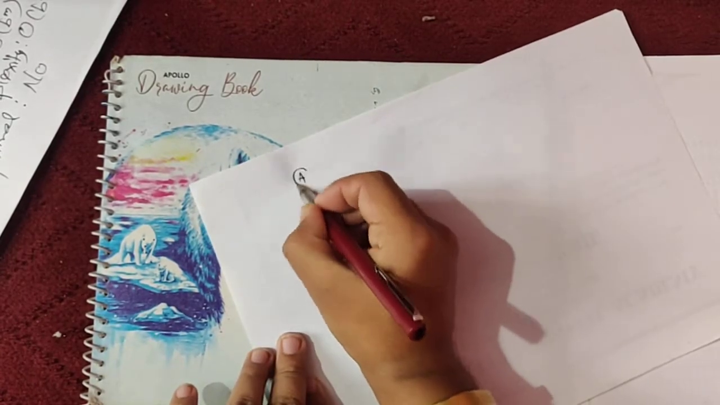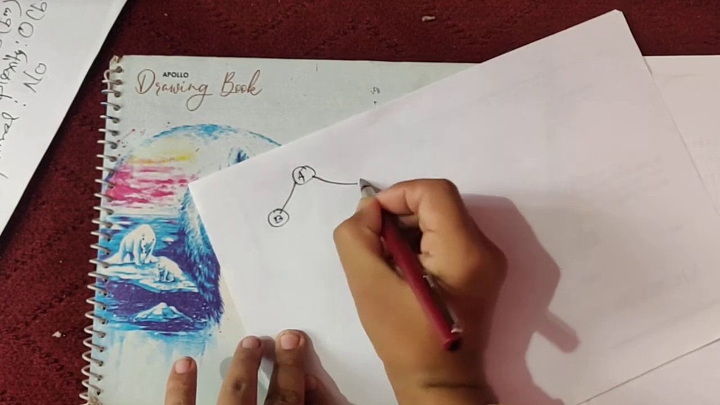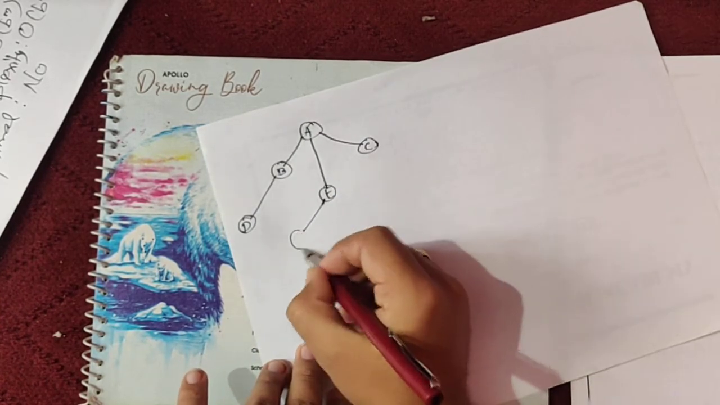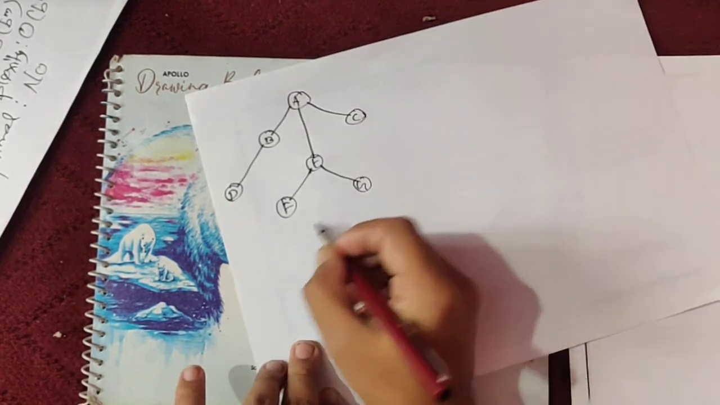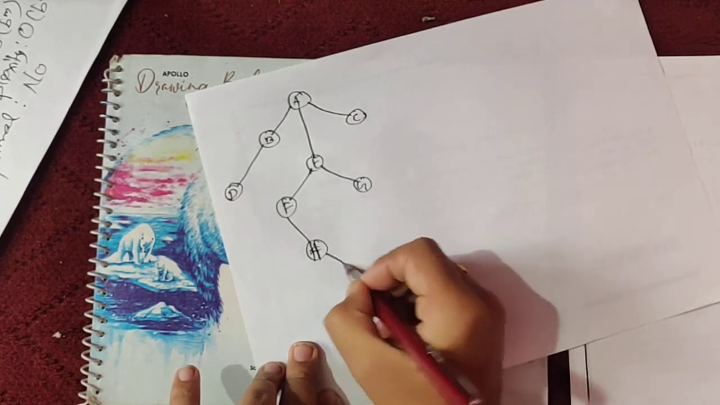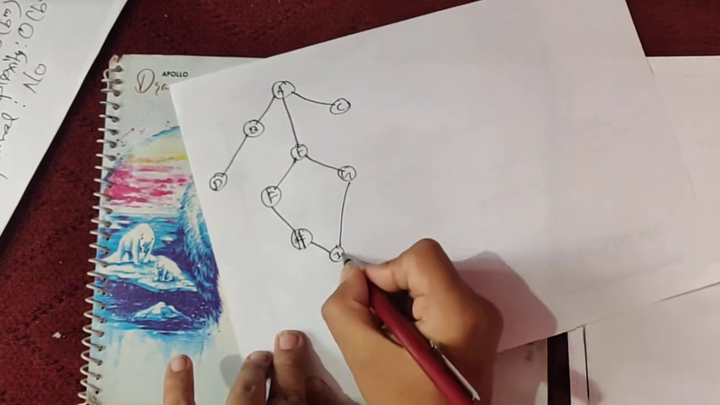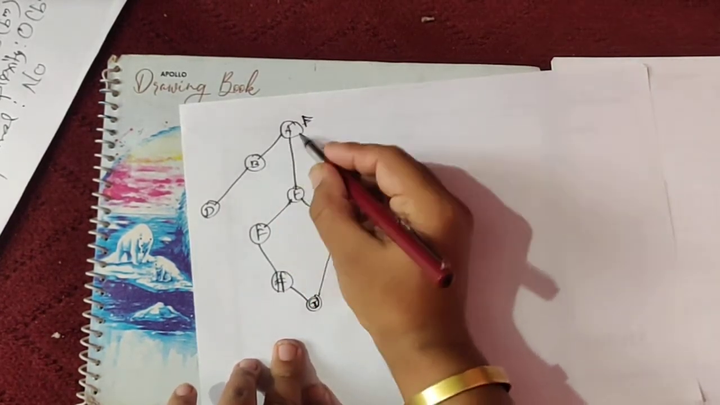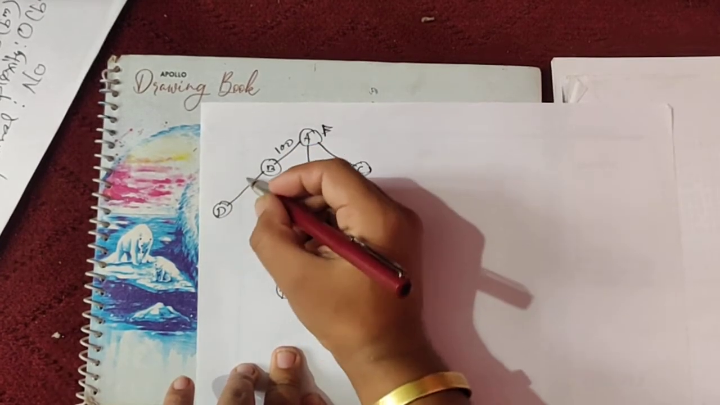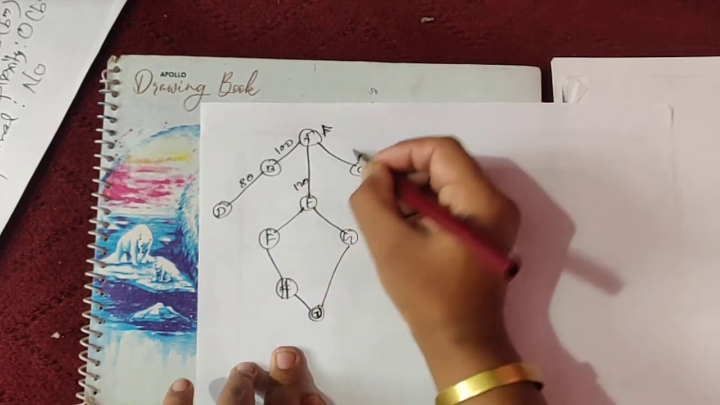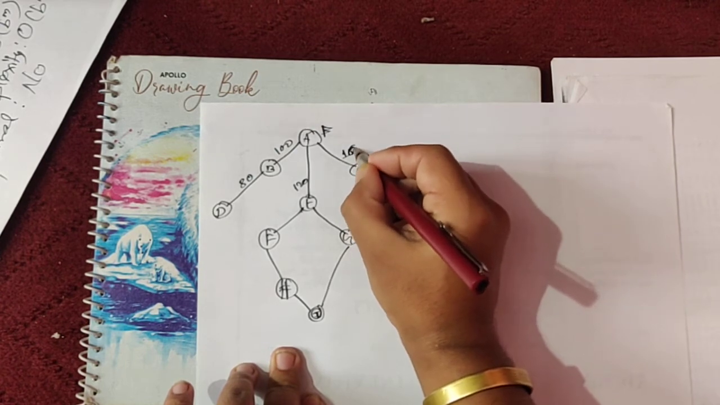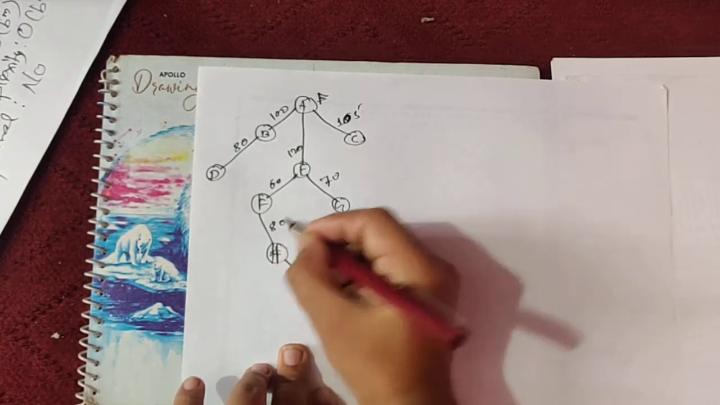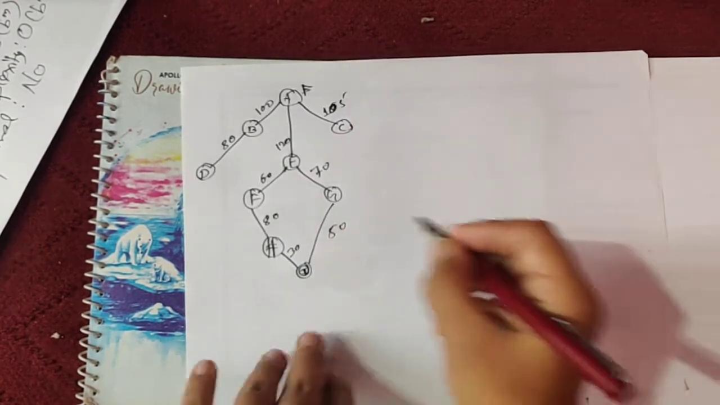Nodes A, B, C, D, E, F, G, H, I. Let our goal node be I and starting node be A. The node to node distances are 100, 80, 120, 150, 105, 60, 70, 80, 30 and 50. This is only an assumption, we can consider any example.